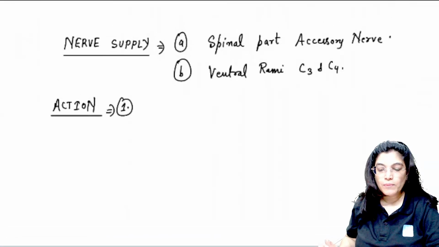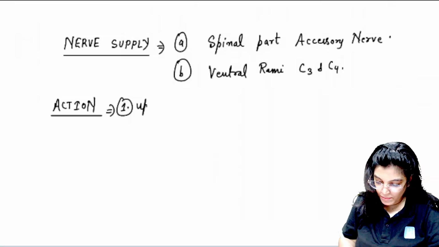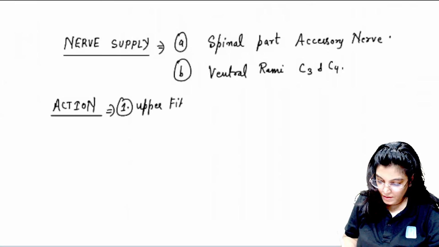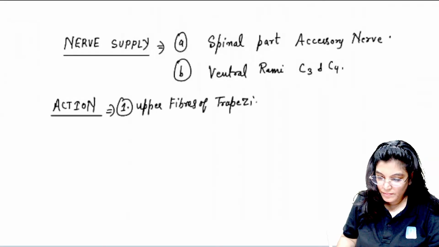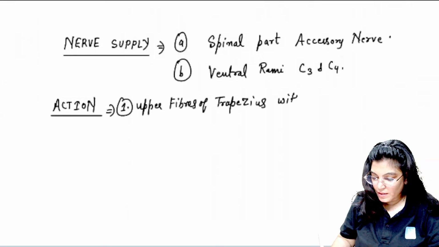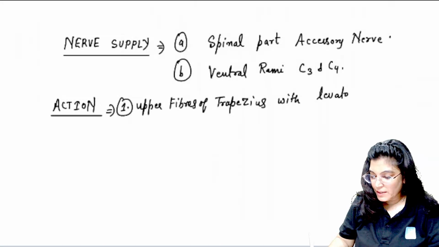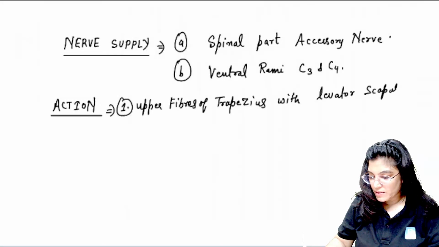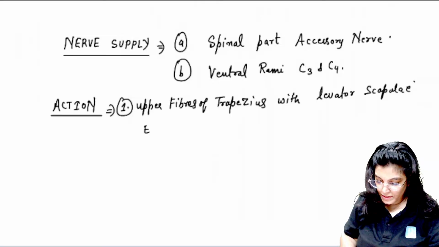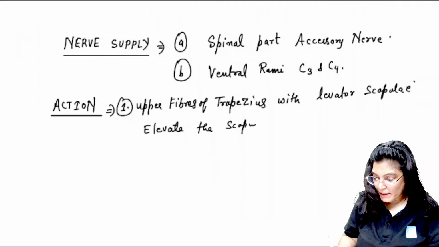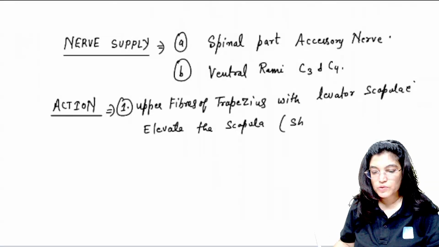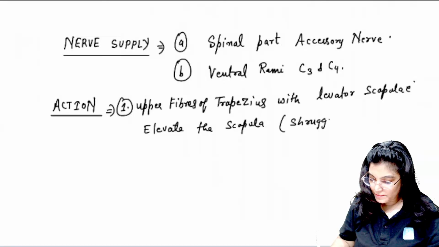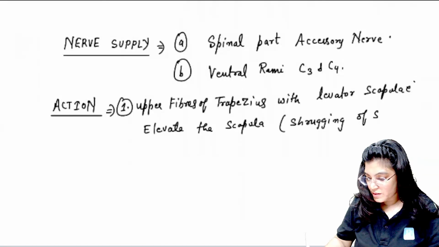Okay, we will write one by one. The first action is of the upper fibers of trapezius muscle with levator scapulae. It acts with levator scapulae muscle, and along with it, it will elevate the scapula. And my dear students, a particular name is given to this elevation, that is called shrugging of shoulders.